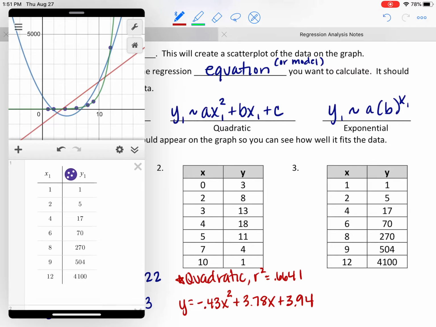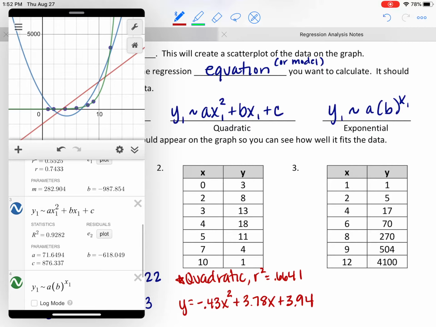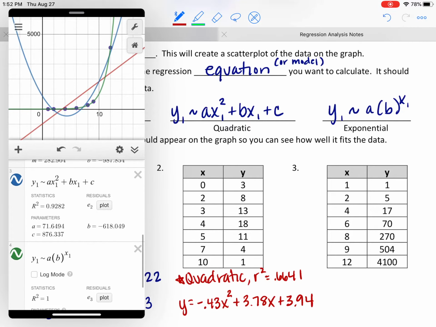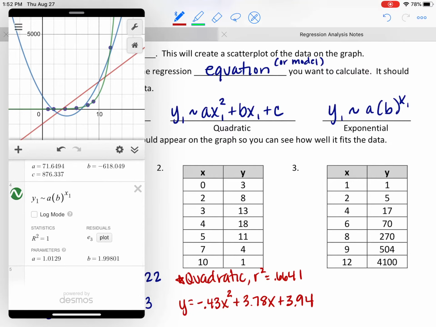Okay, that was bizarre. So my linear model has a 0.7433 correlation. Not too bad. Quadratic, 0.9282 is pretty good. And then our exponential has an r squared of 1, which is an exact match. That means that is the perfect model for this data. This doesn't get any better than a correlation of 1. So this is definitely going to be exponential.